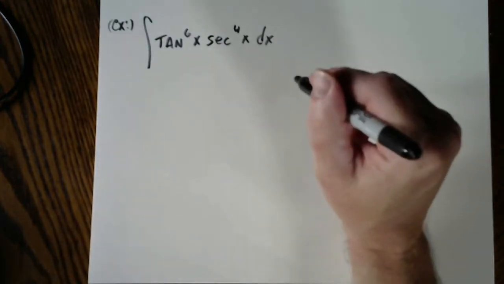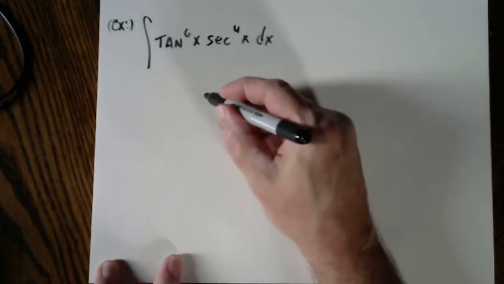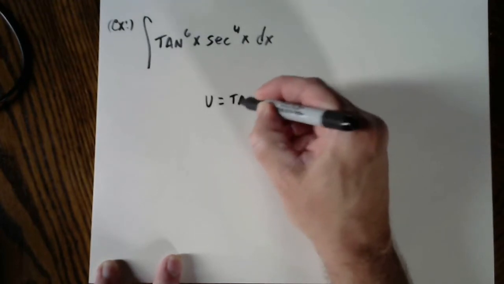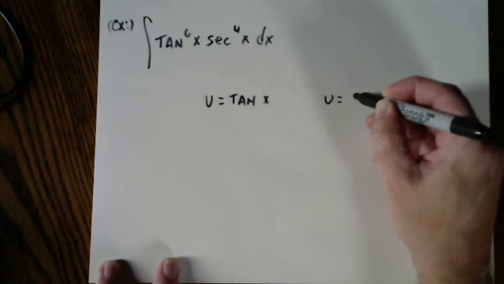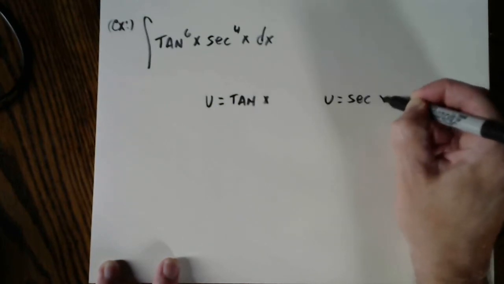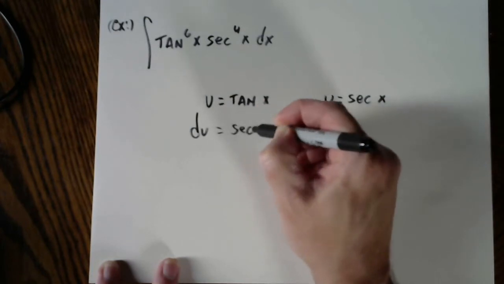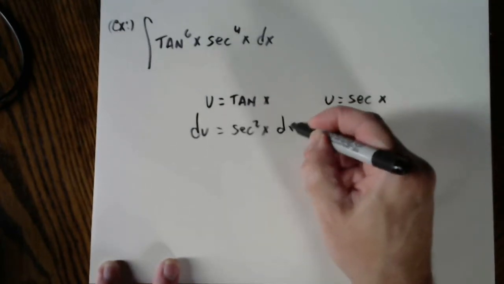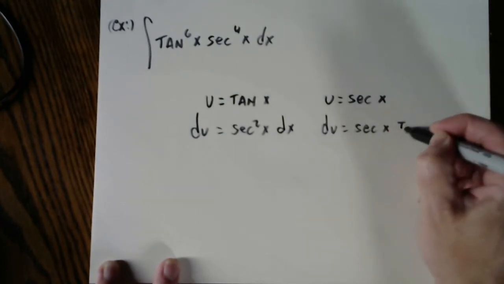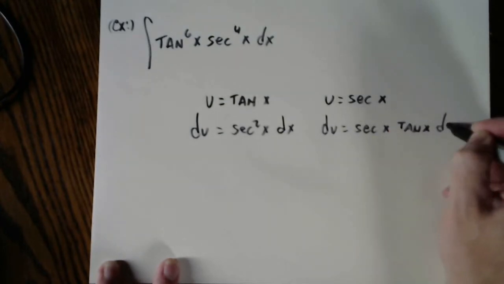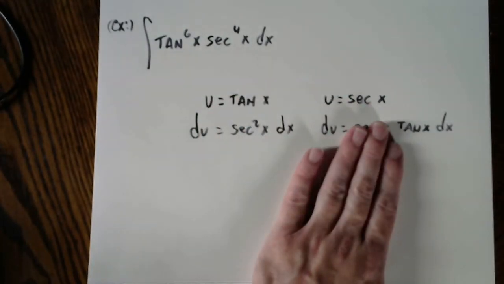Now again, I'm going to show you really your only two potential options. One is I can make tangent as the u, and the other one is I can make secant. And if I do that, my choice, the du's follow. Secant tangent, right? So again, this is how it has to be. It has to be this path or this path.